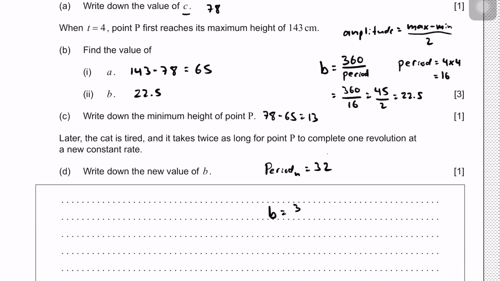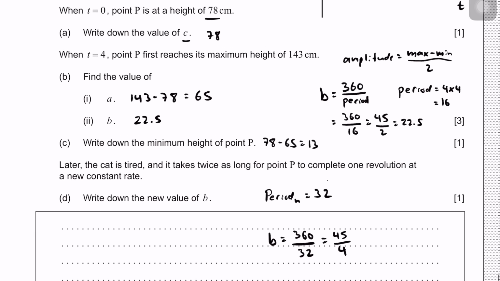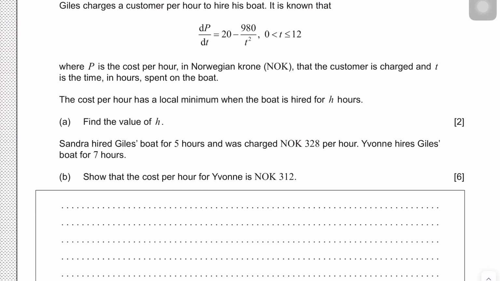B is equal to 360 over 32, or just dividing by a number twice as big. Instead of having 45 over 2, we'll have 45 over 4. So 360 over 32, 45 over 4. That would be our new value. Okay. Period used to be 16, now it's 32. Value of B is 360 over period, so 360 over new period, 45 over 4. Okay.